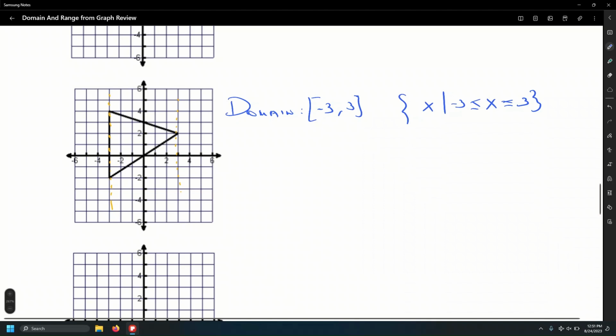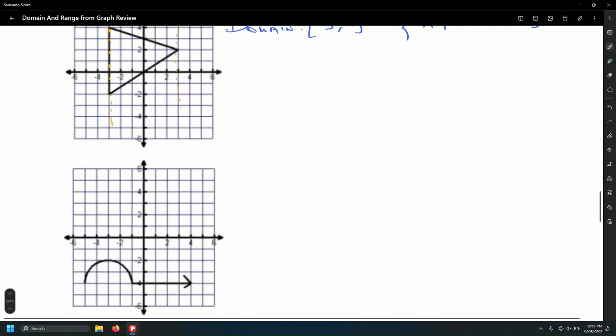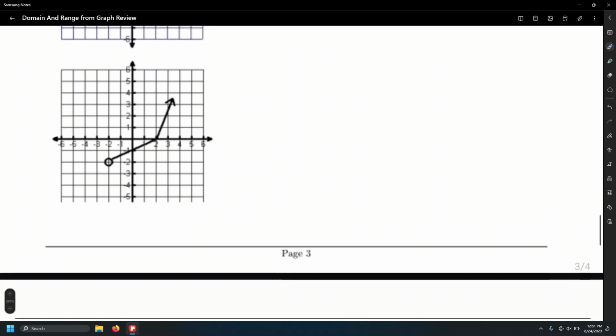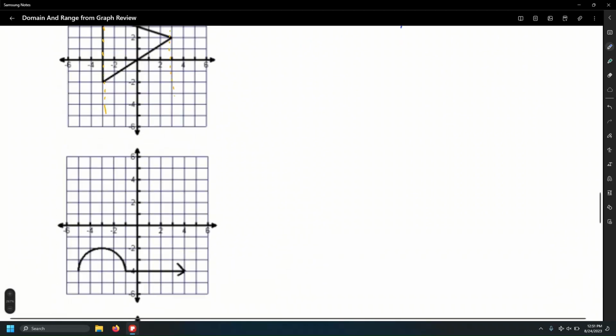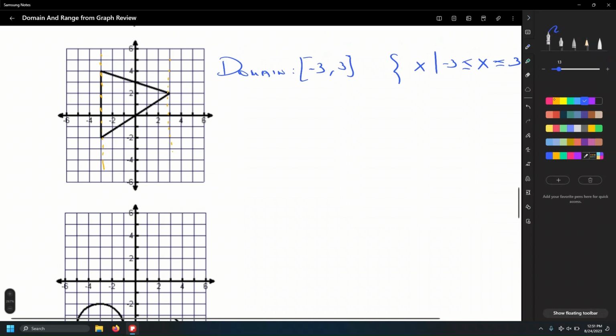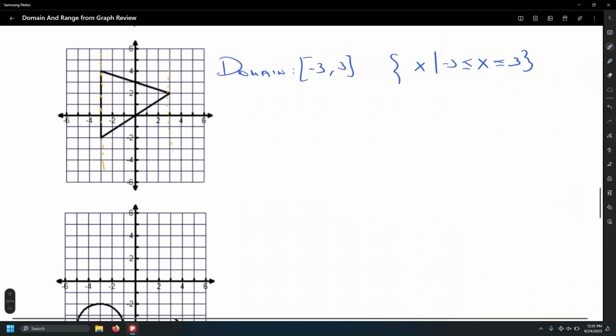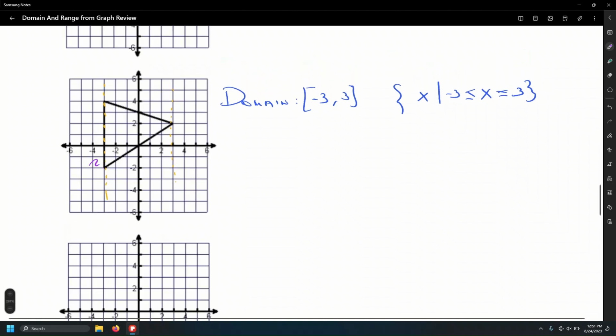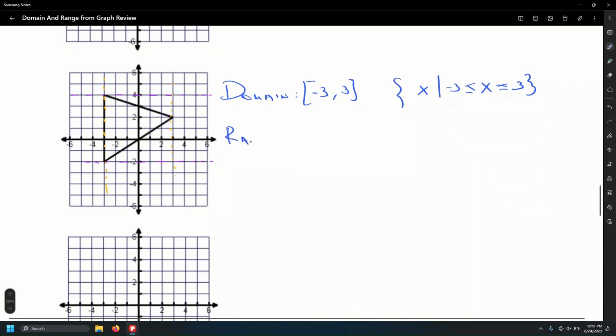So that's as far as the domain goes. Now let's go about the range for this graph. And Carla, we're on page 3 of the handout with the graphs. Let's scan the graph from bottom to top. Again, what we do is identify the lowest value of y on the graph all the way up to the highest value.